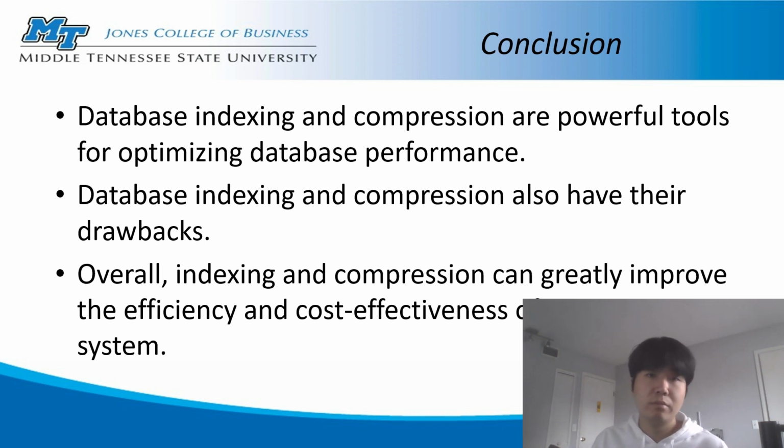So in conclusion, database index and compression are powerful tools for optimizing database performance. Indexing provides faster querying and retrieval of data by creating a separate structure that can be searched more efficiently. Compression reduces storage space, improving the efficiency of disk I/O operations and allowing faster data retrieval.